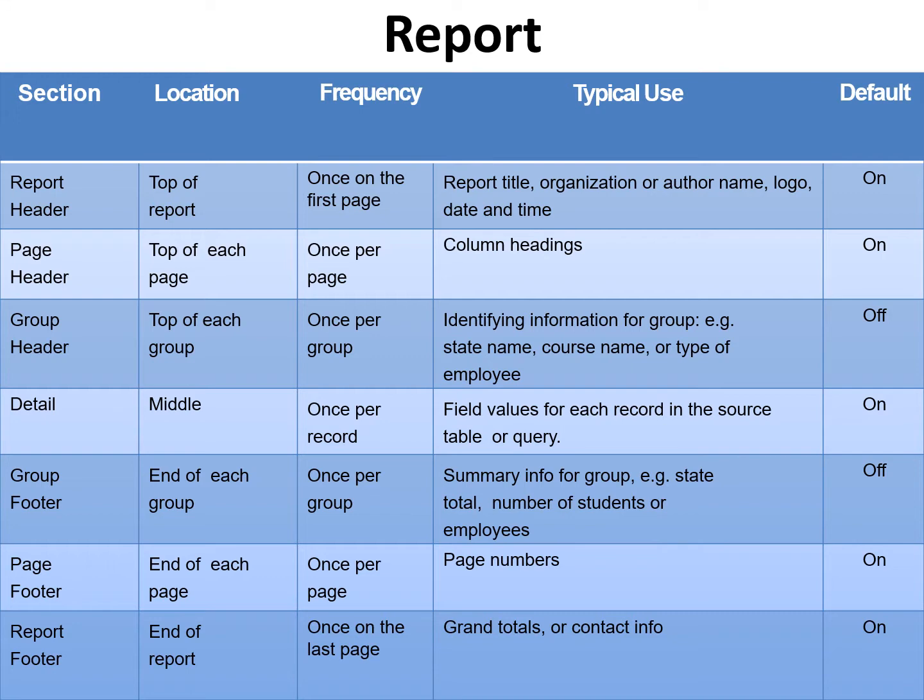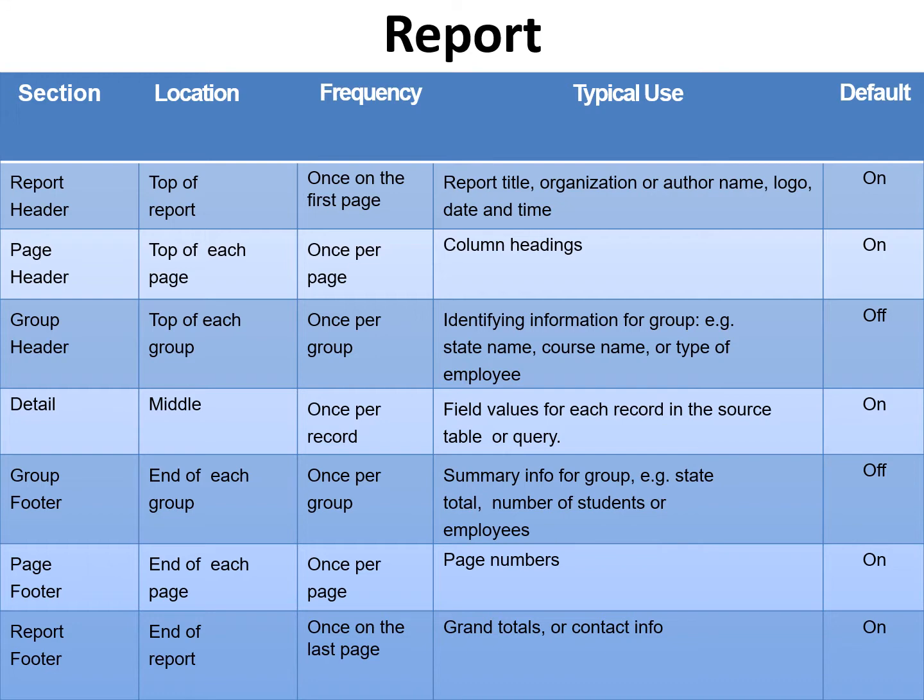The second level includes page header and footer sections that are displayed on every page of the report. For example, if a report contains 10 pages, the page header and footer will be displayed on all the 10 pages. We can use page header for showing column headings and page footer for showing page numbers.